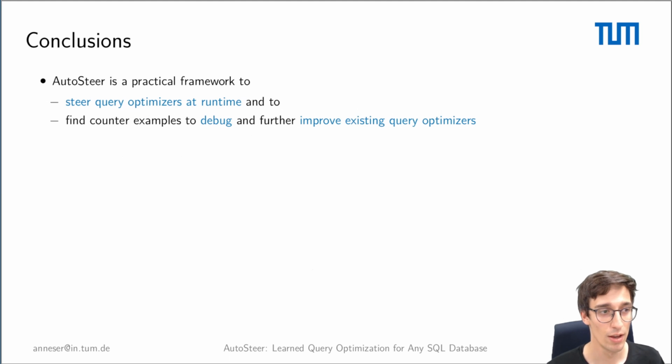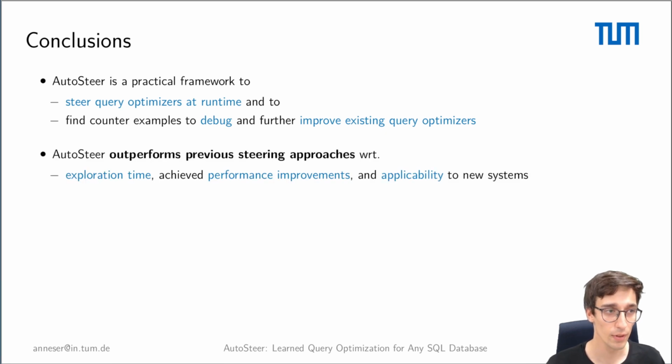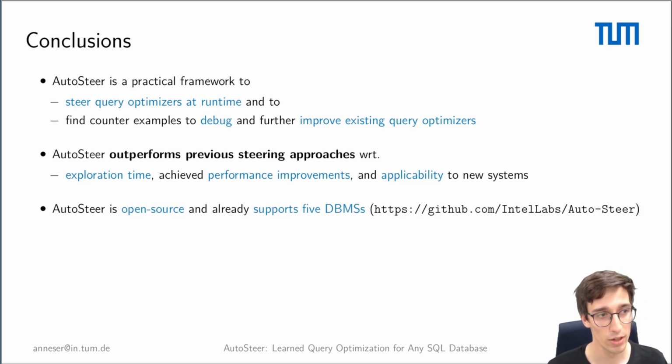To summarize, AutoSteer is a practical framework to steer query optimizers and assist query optimization experts by automatically finding better execution plans. These plans can serve as counterexamples and help experts to improve the query optimizer's implementation. Furthermore, AutoSteer outperforms previous steering approaches with respect to the exploration time, to achieve performance improvements, and also the applicability to new systems. AutoSteer is open source and already supports 5 database systems, with more being added in the future.